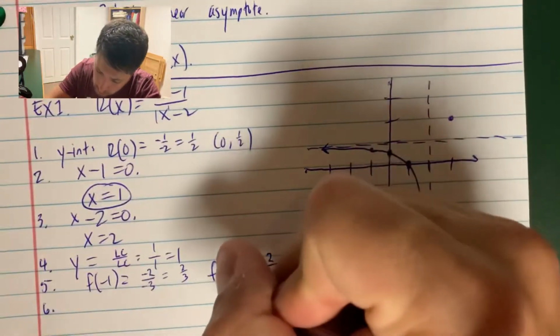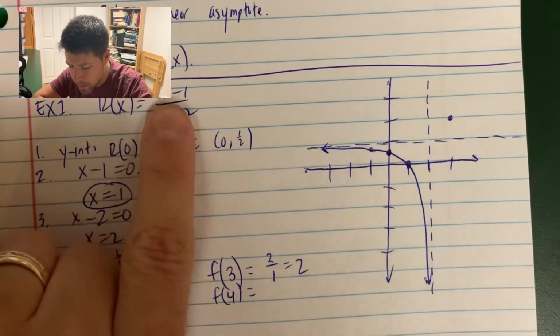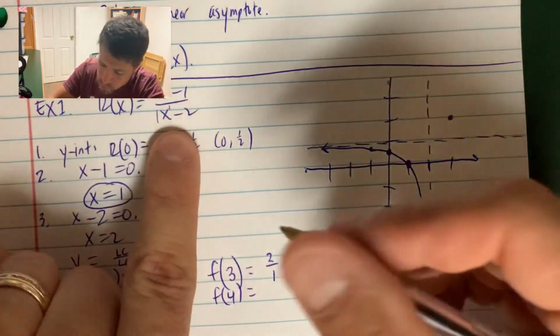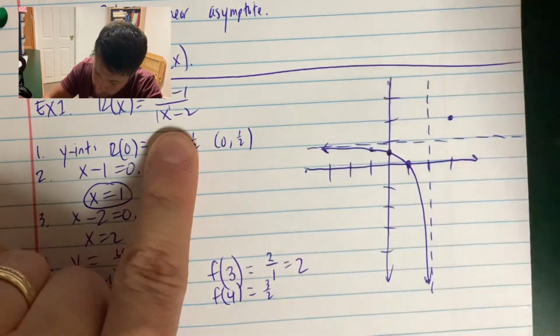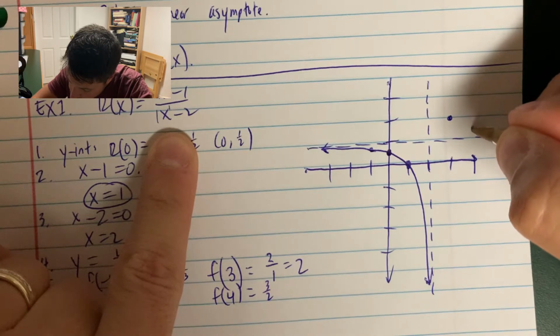And if you want to go a little bit further, you can plot f of 4 and see what might happen. 4 minus 1 is 3. 4 minus 2 is 2. So this is going to be 3/2. So right to 4 and up 1.5, which is going to be right here.